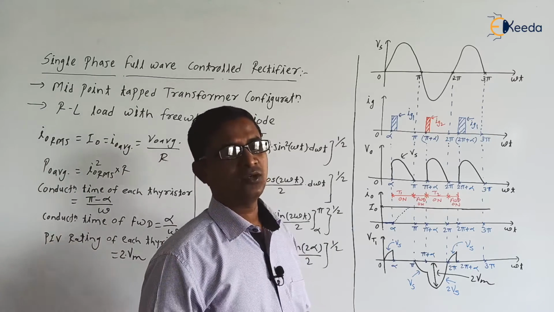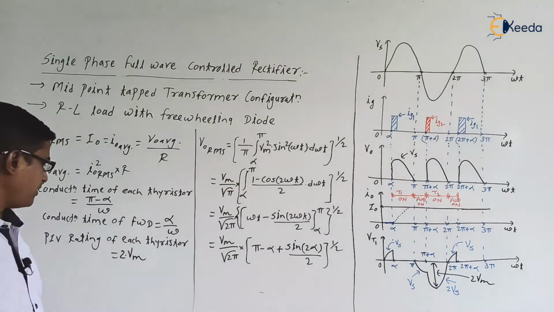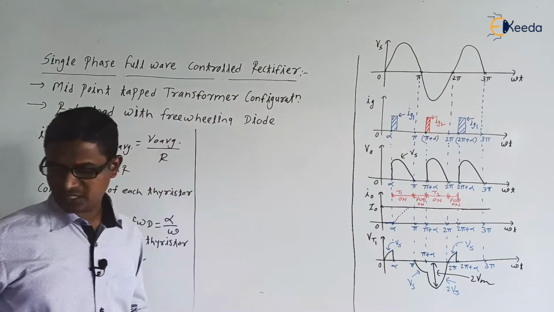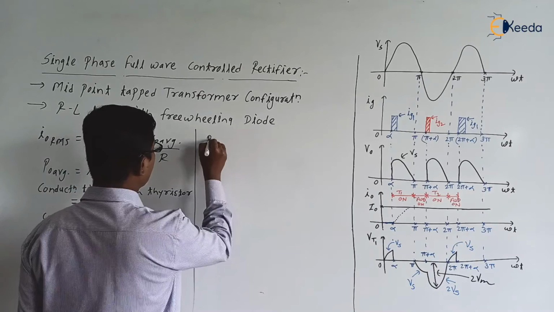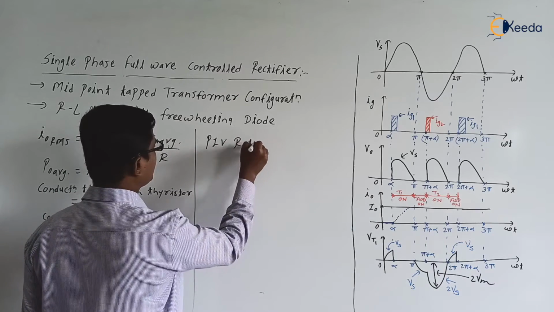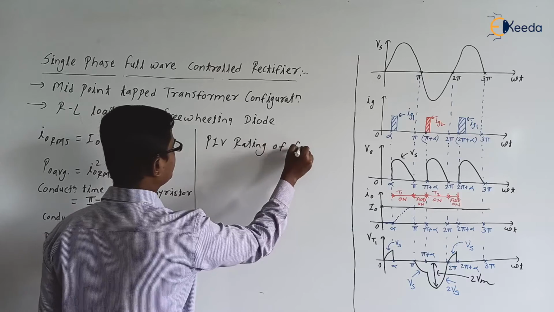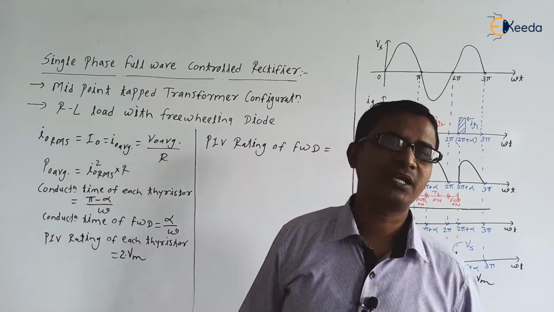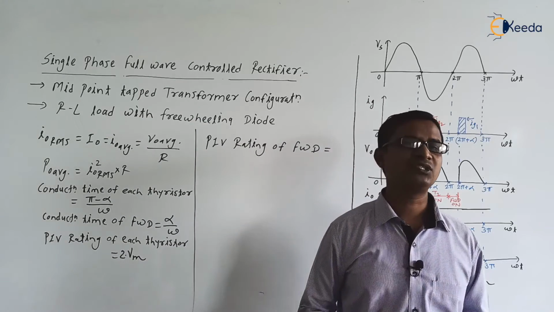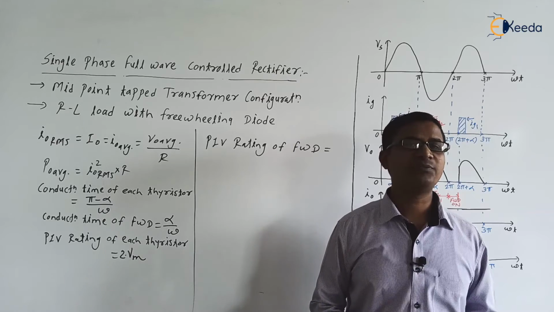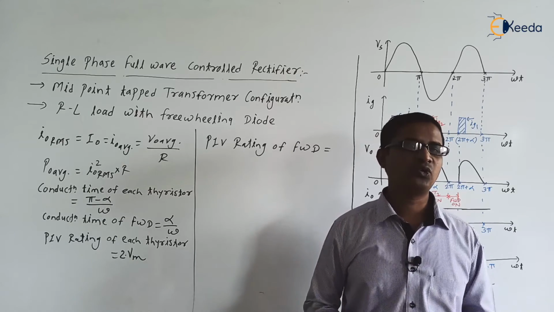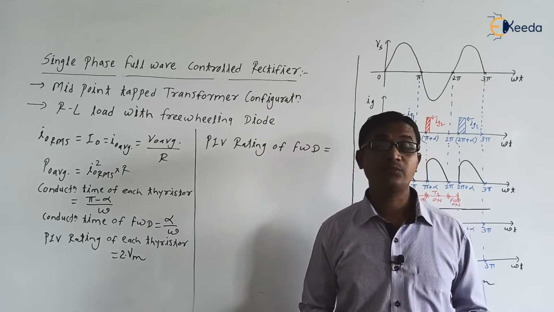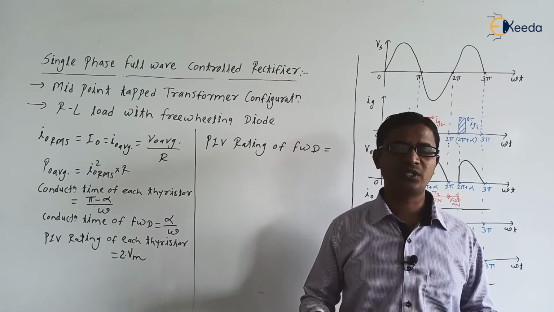Okay, next, what is the PIV rating of the freewheeling diode? If you check the circuit operation during omega t equal to alpha to pi, that is when thyristor T1 is in the on state, at that time the freewheeling diode will be in the off state. It means the voltage across the load will be appearing as the reverse voltage for the freewheeling diode. So what is the maximum value of that voltage? Actually that voltage is Vs.